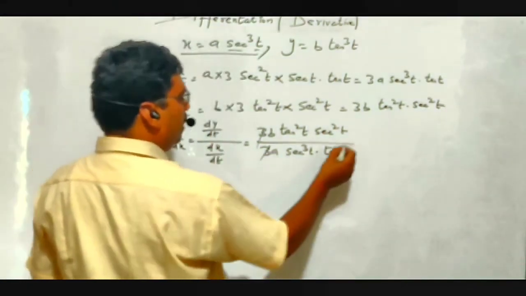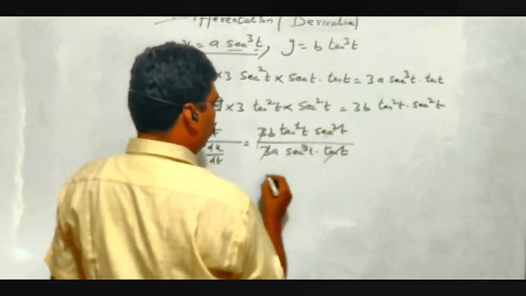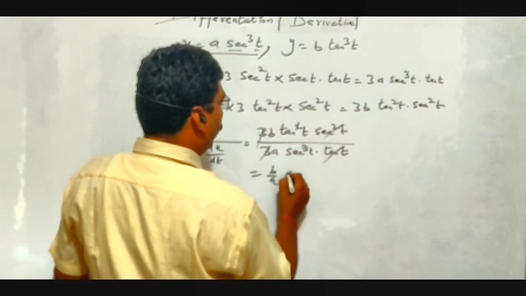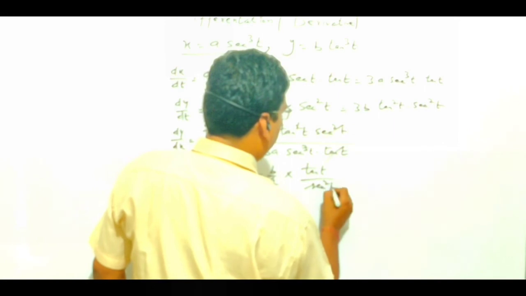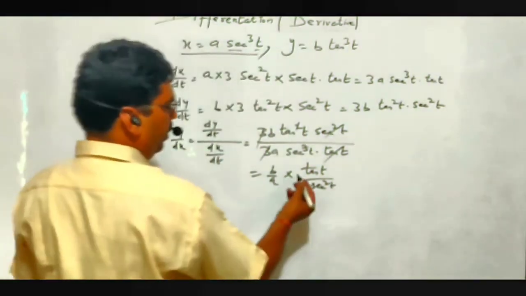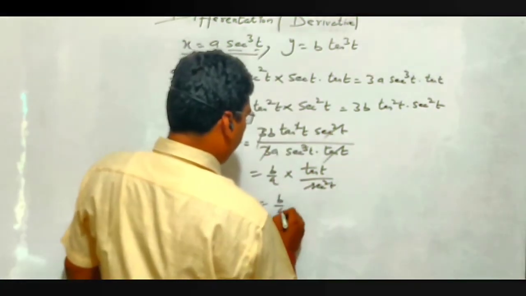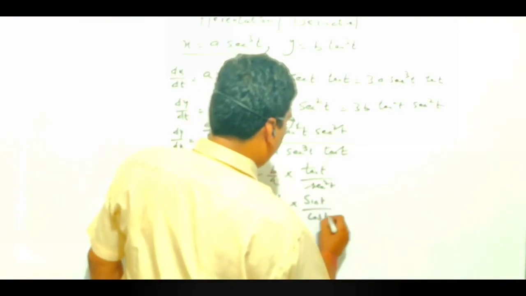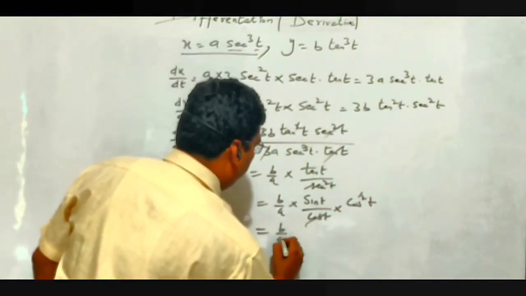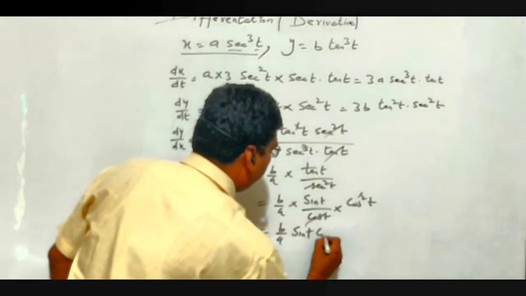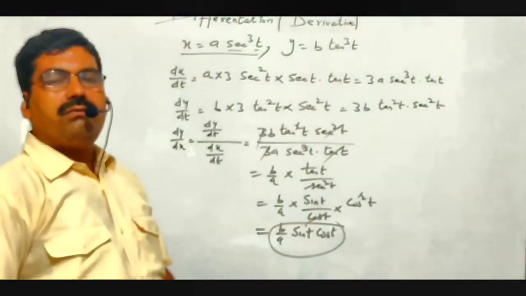3 and 3 cancel, tangent cancels and secant cancels. We get b by a tangent t by secant square t. That is b by a, sin t by cos t into cos square t. They cancel. The answer is b by a sin t into cos t. That is the final answer.